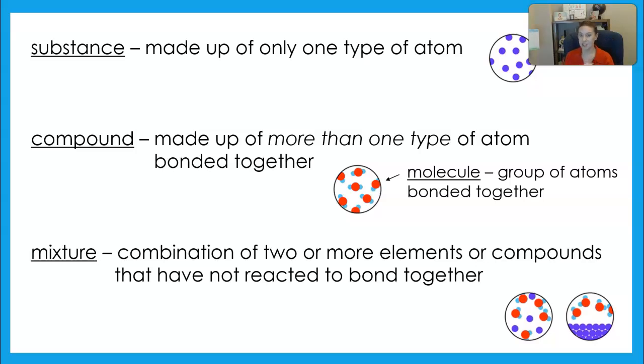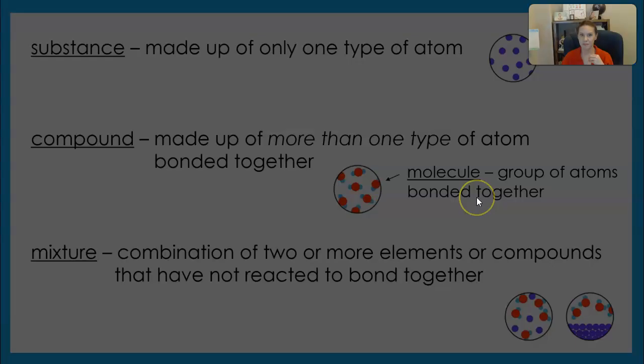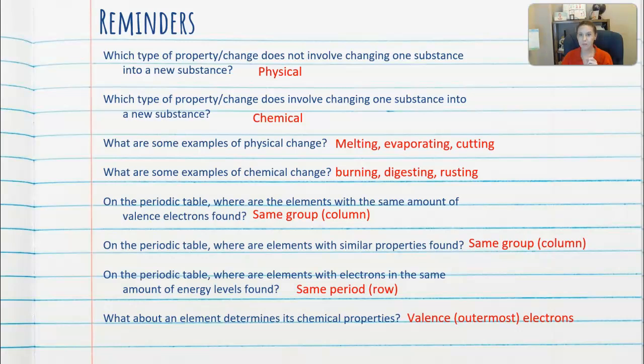Okay, then we've got a mixture. A mixture is a combination of two or more elements or compounds that have not reacted to bond together. So they haven't gelled, they haven't reacted, they haven't created anything new, but they exist in the same space. Okay, so remember that a property that does not change or involve changing from one substance to a new substance would be physical. And then the type of property change that does involve changing one substance into something new would be a chemical change.